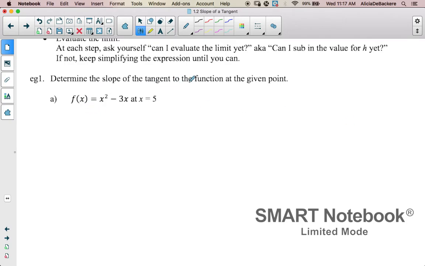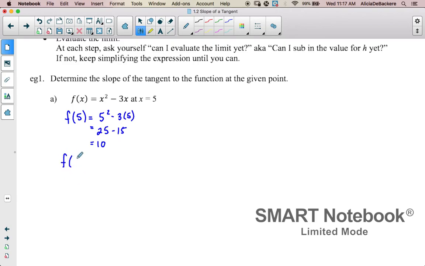We're determining the slope of the tangent to the function at the given point. So we've got the function f of x equals x squared minus 3x, and we're going to look at the slope of the tangent at x equals 5. So like they said, my first step here is to find the y value at that given x value. Okay, so the y value is 10.